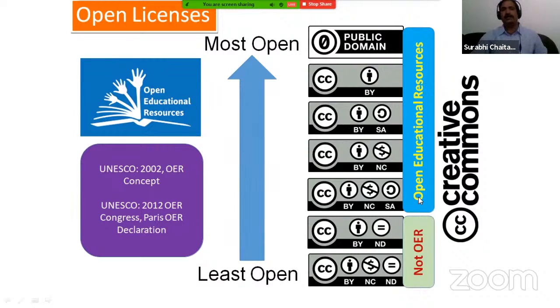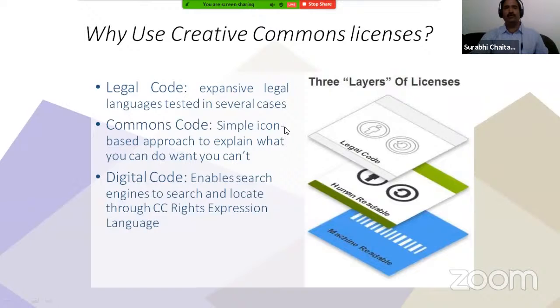Always we have to give attributions unless it is CC0. CC0 means you can use it freely, it is public domain. Now, why use Creative Commons licenses? Some legal codes will be there, common codes will be there, digital codes will be there. When exploring the site, we will know about them.